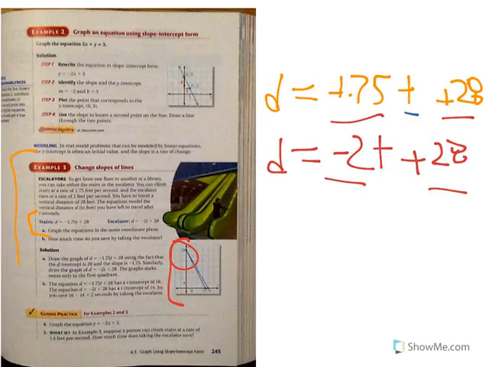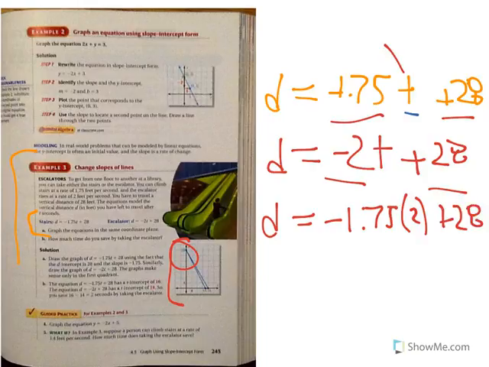So what you could do is you could just plot the points. You could use the x and y-intercept thing, and figure out where they're going to cross. Or you could plug in values for here. Like if I plugged in the value of, let's say, 2 seconds here. For that first one, the distance is equal to negative 1.75 times 2 plus 28.